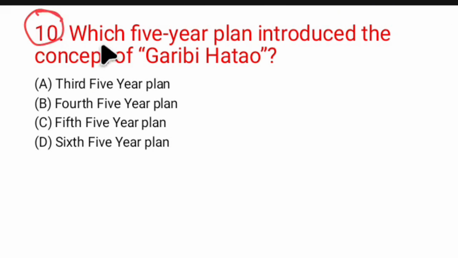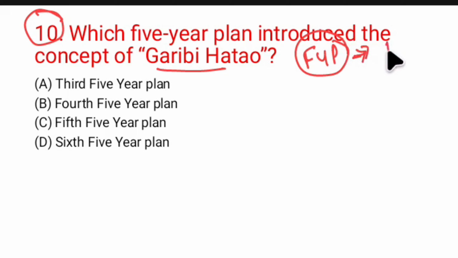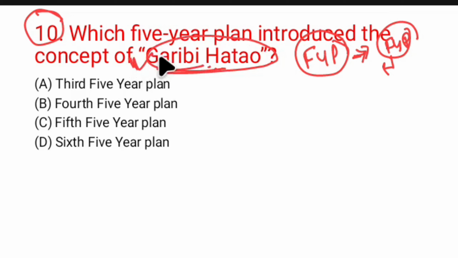Which 5-year plan introduced the concept of Garibi Hatao? These 5-year plans are highly important. We can have a separate session for all these 5-year plans, and I will cover them in a single session in the coming days. The objective of Garibi Hatao is mentioned in which of the following 5-year plans? The correct option is the 4th 5-year plan. The 4th 5-year plan talks about Garibi Hatao. Hence, option B is the correct option for question number 10.